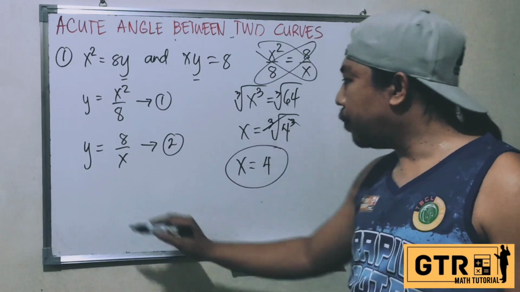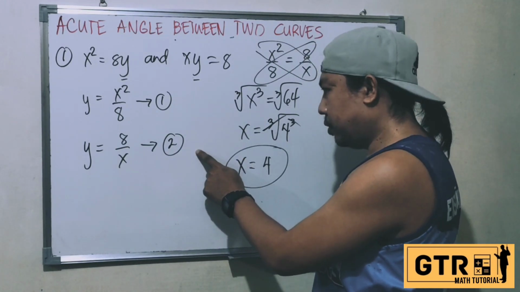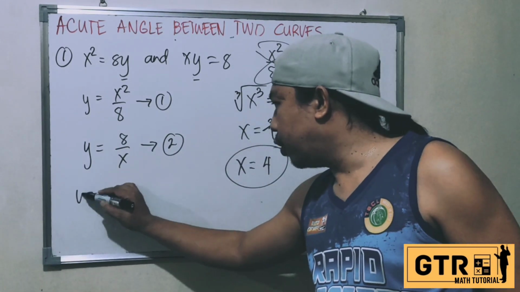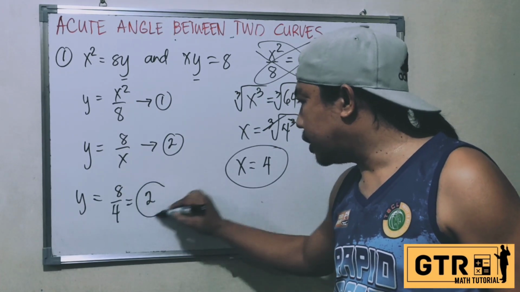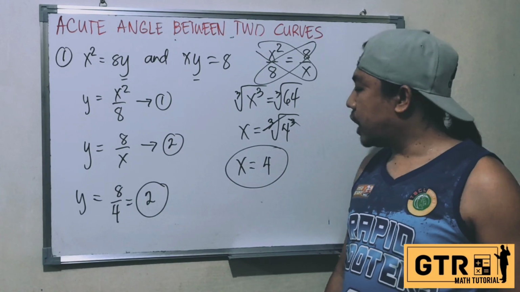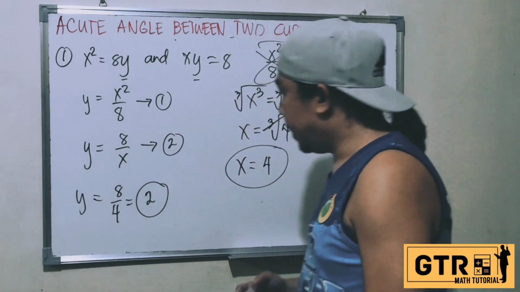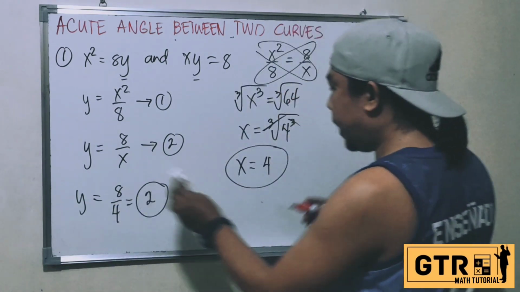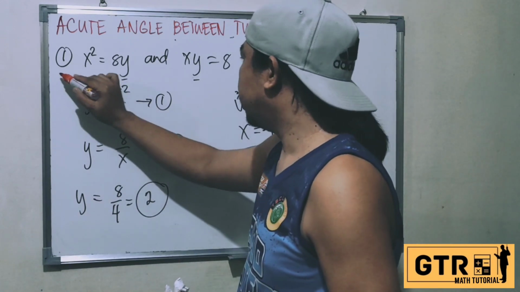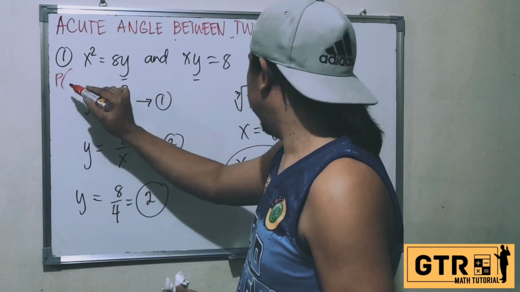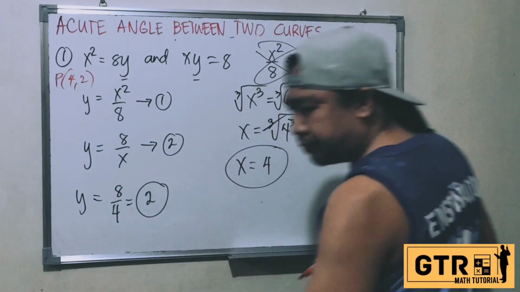So when x is equal to 4, what is the value of y? Substitute in either 1 or 2. So substitute in equation number 2. Therefore, y is equal to 8 over 4, so y equals 2. So the point of intersection is 4, 2. Let's write the point of intersection, P, as 4, 2.